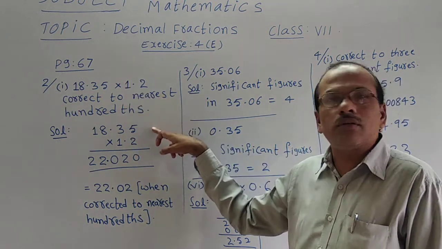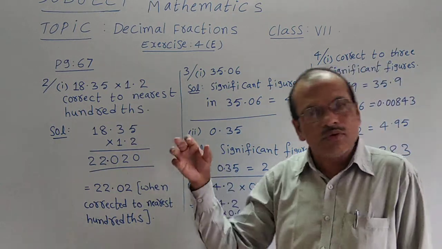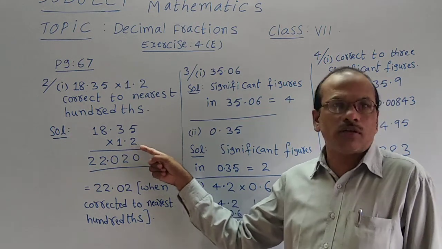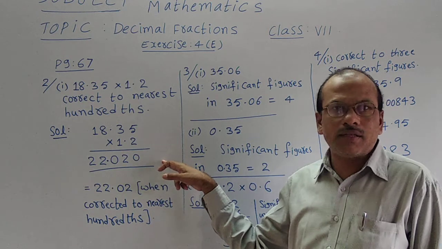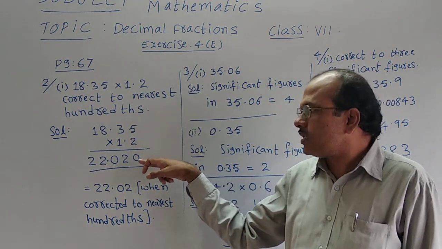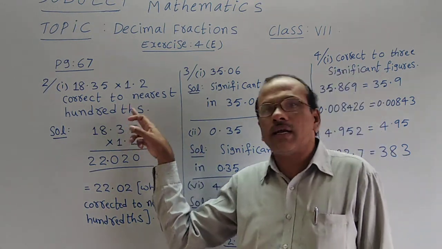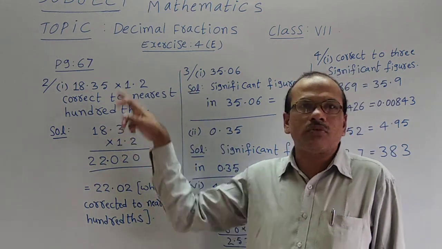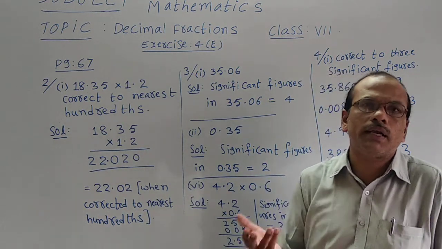So 18.35 should be multiplied with 1.2 like an ordinary multiplication. Suppose I use the 12 table: 12 5s are 60, like that. 12 3s are 36 plus 6, 42, 4 is carried and 2 is written down. 12 8s are 96 and 4, 100. 12 1s are 12 and 10, 22. Like that I have multiplied like ordinary numbers.